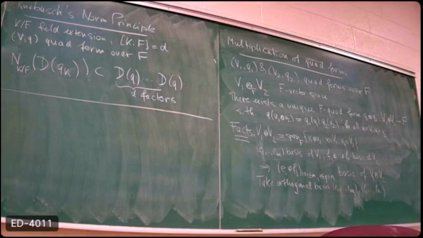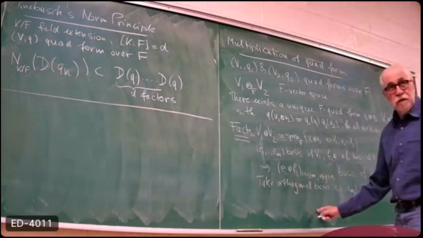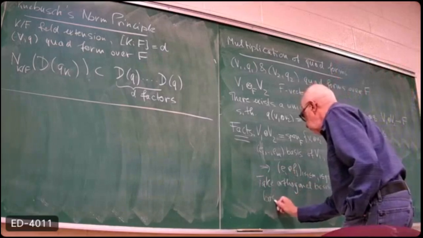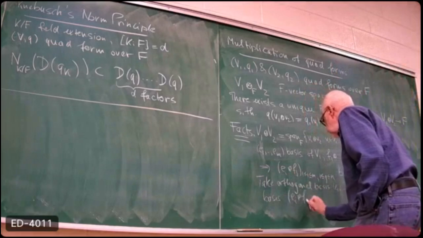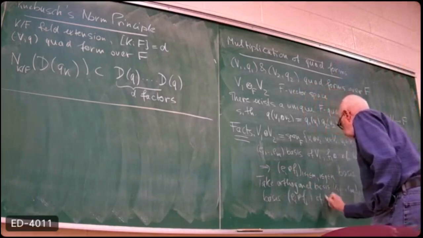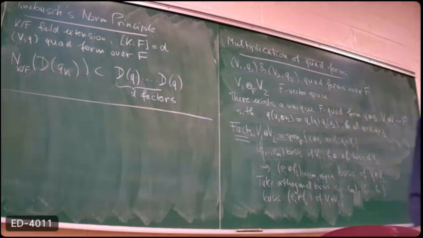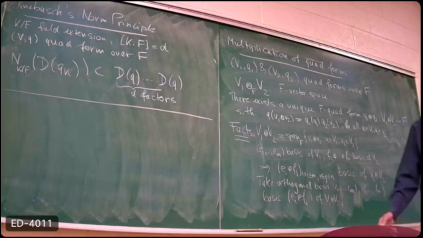So then we can define, then applying this to an orthogonal basis gives us a basis e_i tensor f_j of B1 tensor B2. And we have seen the diagonalization process: once we have a basis, we can arbitrarily define the quadratic form.